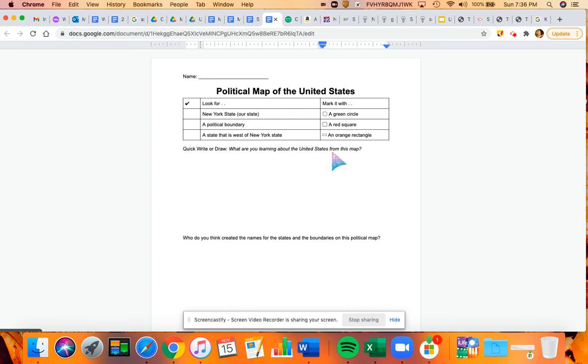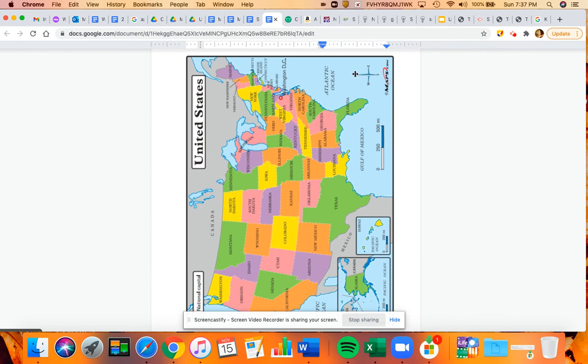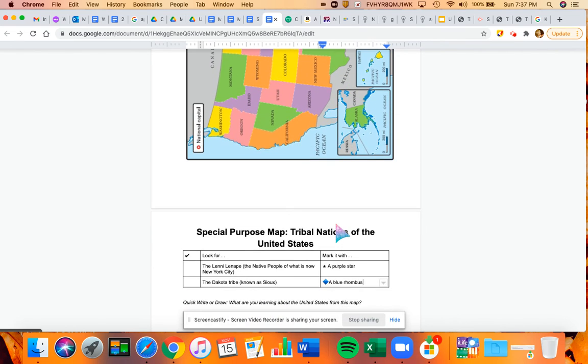Then you'll do a quick write or draw. What are you learning about the United States from this map? Who do you think created the names for the states and the boundaries on this political map? And remember, you can use that compass rose to help you.